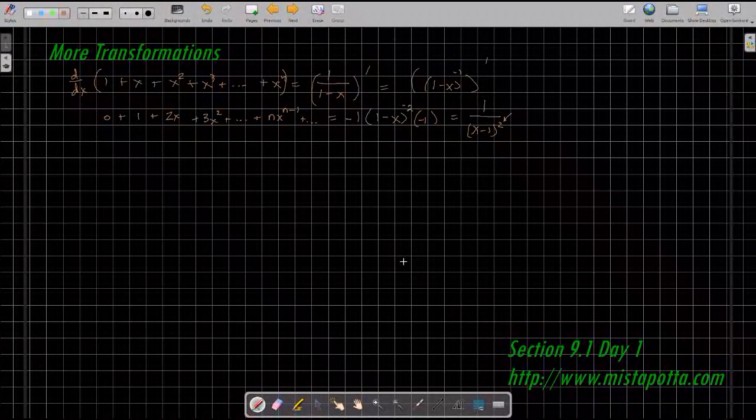But what's really interesting is when I try and go the other way. In other words, if 1 plus x plus x squared plus x cubed is really equal to 1 over 1 minus x, what happens if I try and find the antiderivative of this? And so what I find out is taking the antiderivative on this side, I get x plus x squared over 2 plus x cubed over 3 plus, and of course my generic term would be x to the n plus 1 over n plus 1.